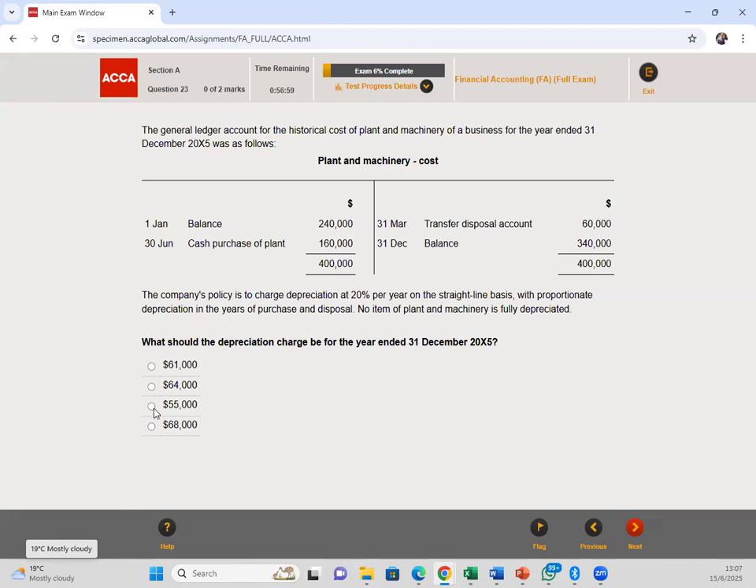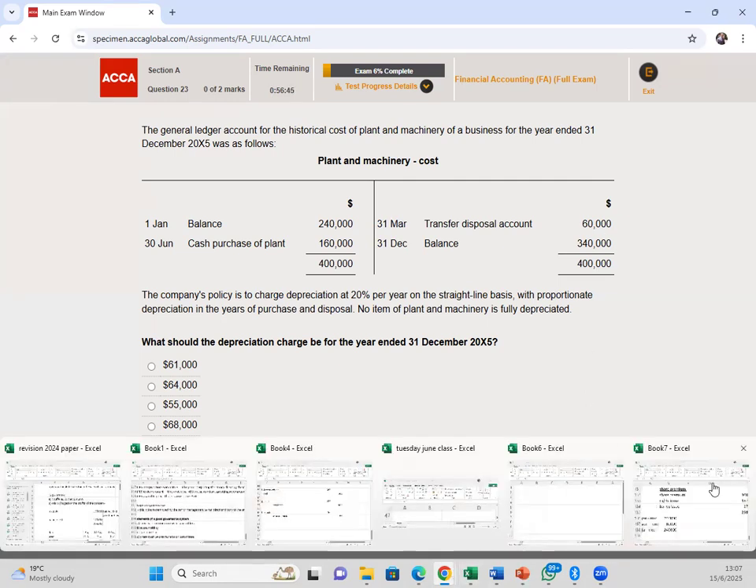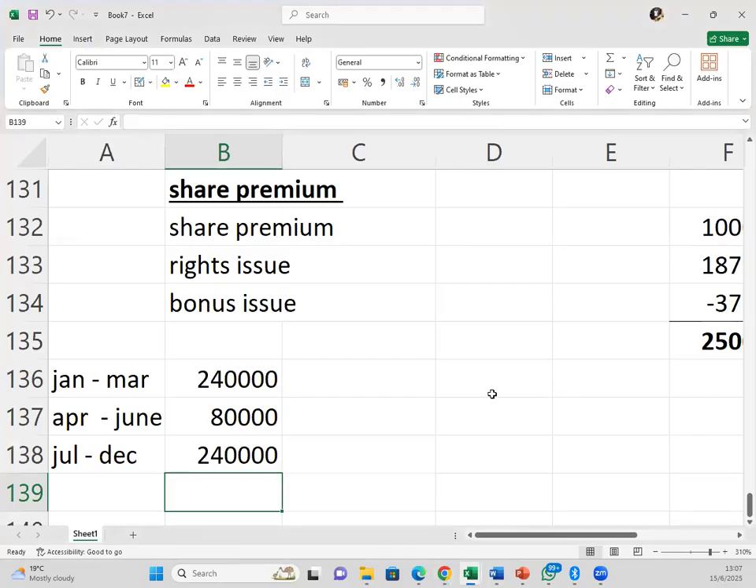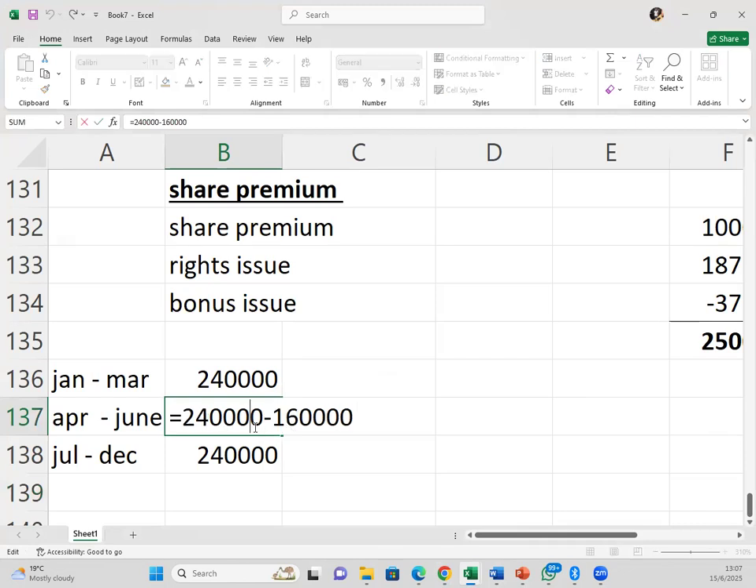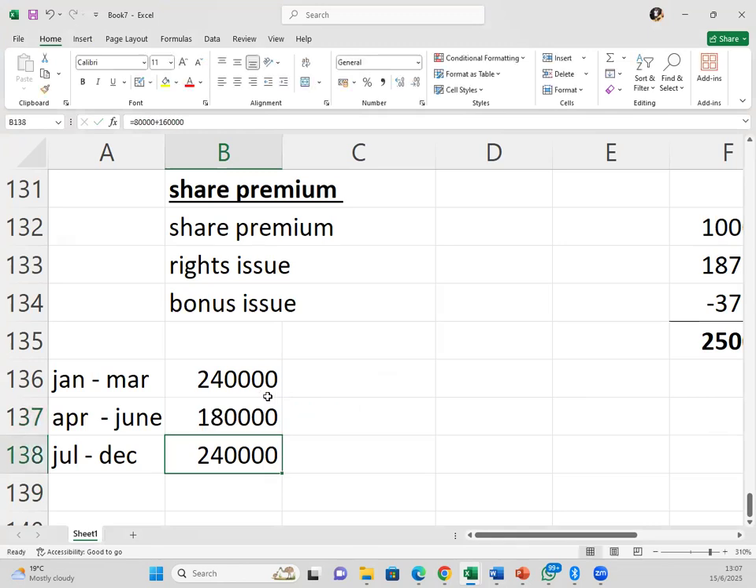Sorry for that. Let's proceed. So I was saying transfer 60,000. So transfer is for 60,000. So here we made a mistake there. It was supposed to be 60. Okay, so this is the movement that took place.